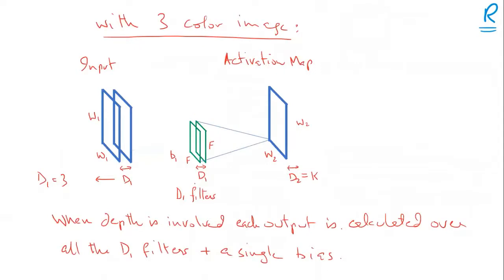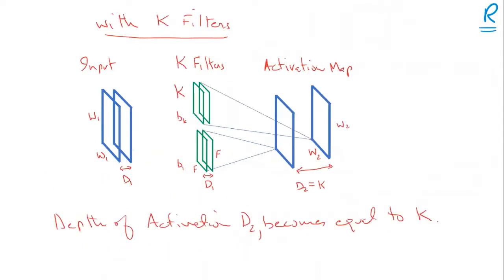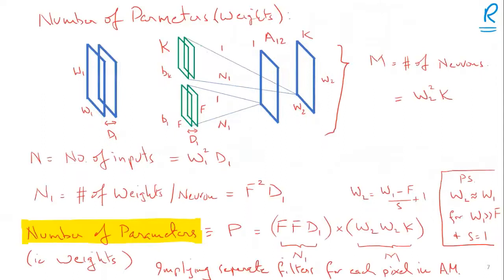Then we looked at a 3-color image. Then we looked at K filters. Then we specifically looked at the number of parameters. All right. This is where we stopped last time.